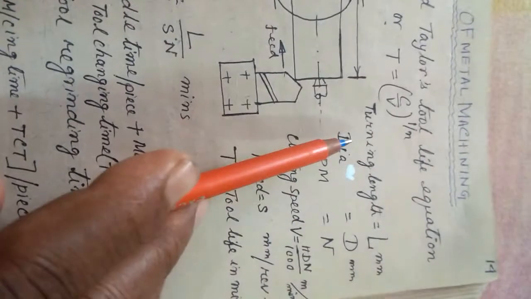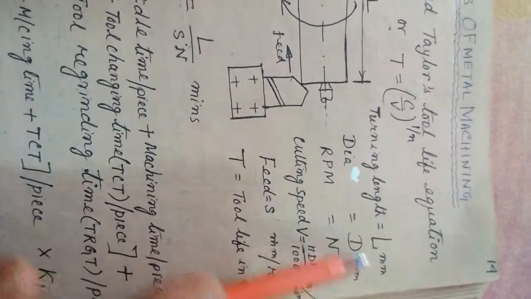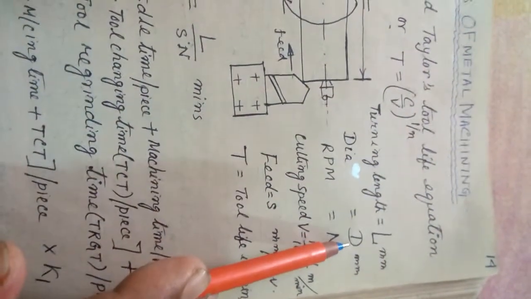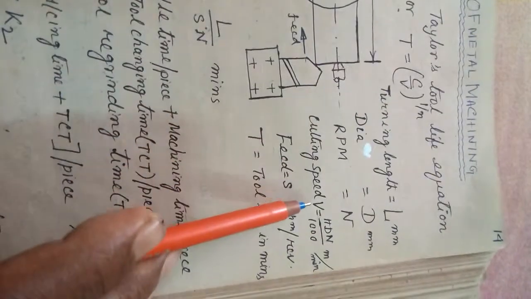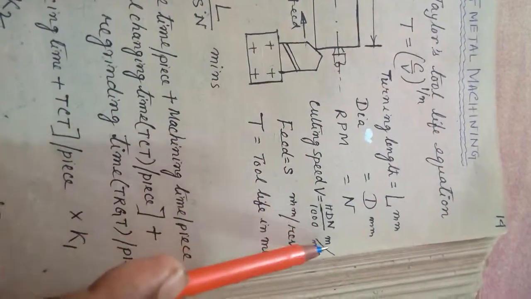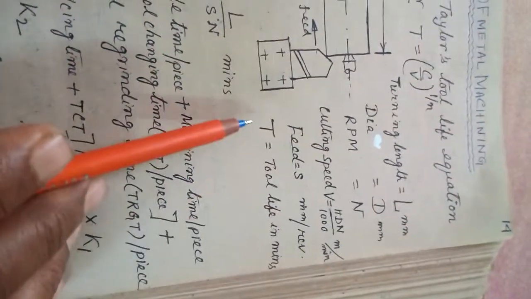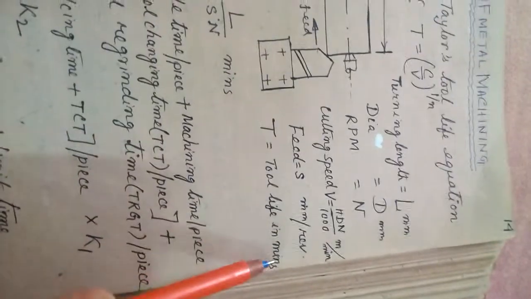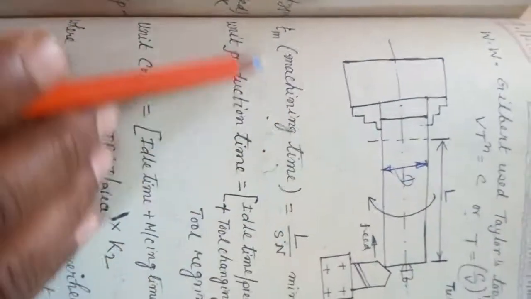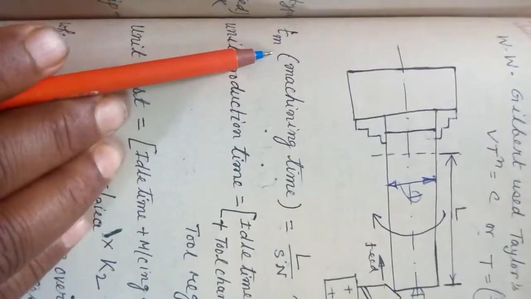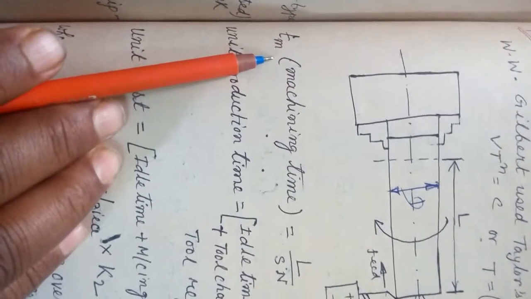Then this is the turning length. The length you have to turn is L millimeter, diameter of the job is D millimeter, RPM is N, cutting speed V is equal to pi D N by 1000 meter per minute, feed is equal to S millimeter per revolution, T is equal to tool life in minutes. So I will go on writing. Please note down. It is self-explanatory and you can understand.